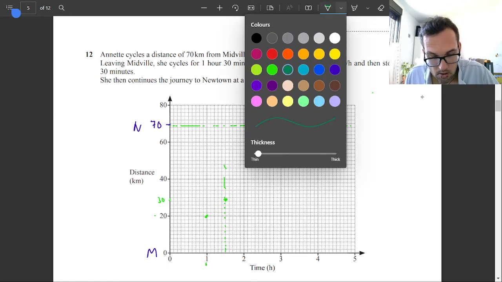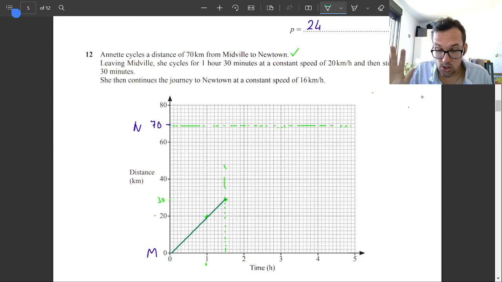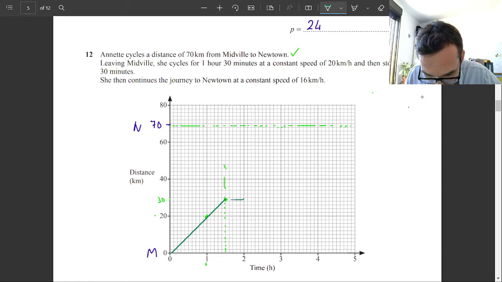It's not complicated, so don't make it harder than it is. It's very logical. 20 kilometers per hour means 20 kilometers in 1 hour. That means 10 kilometers in half an hour. That means an hour and a half is 20 plus 10, 30 kilometers. Okay, then she stops for 30 minutes. So we go flat for 30 minutes. So now she's been away from home for 2 hours.